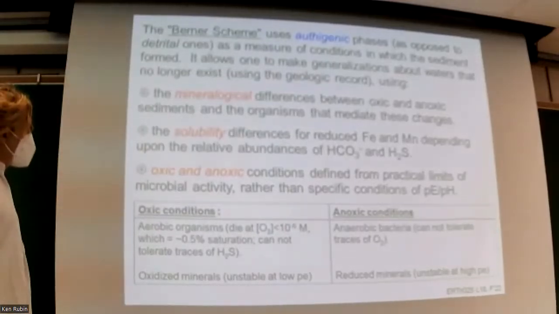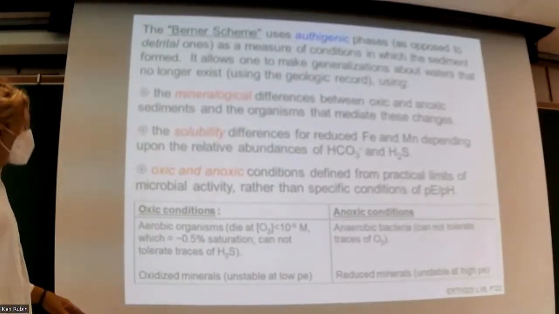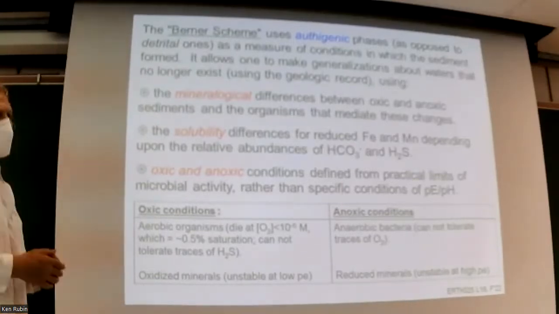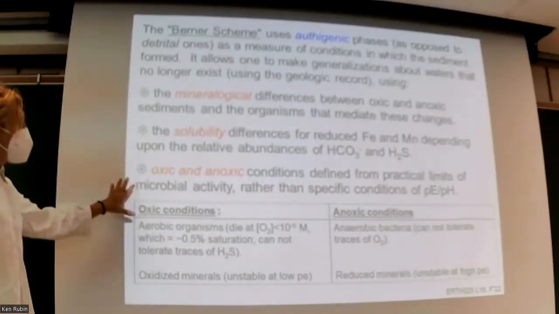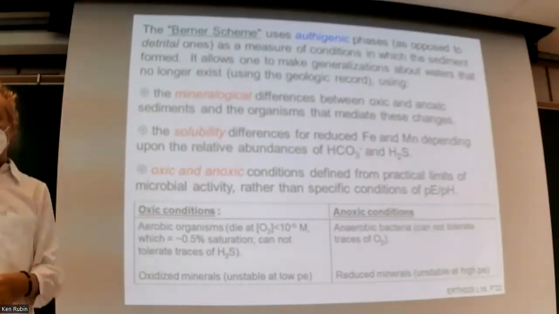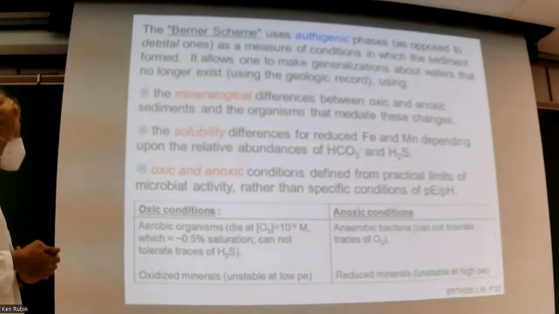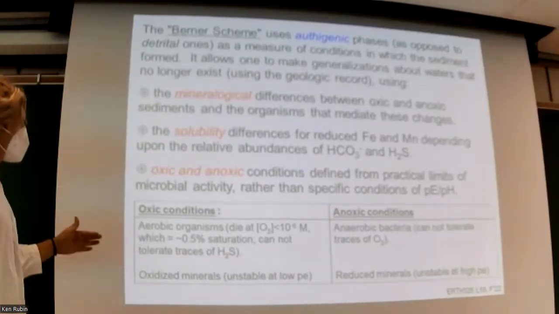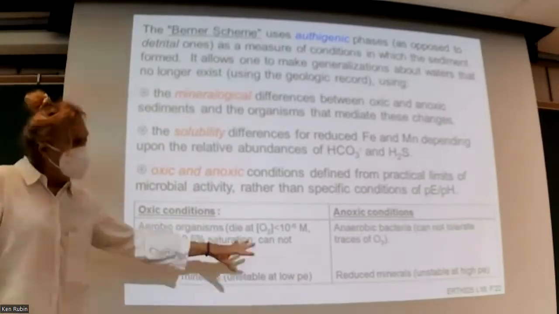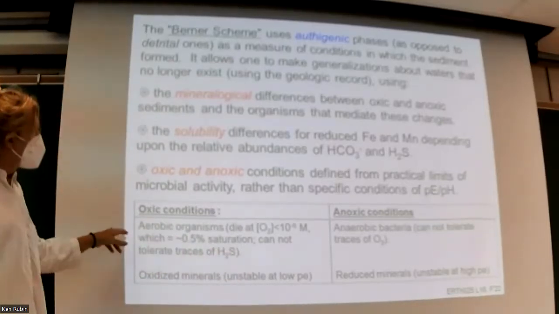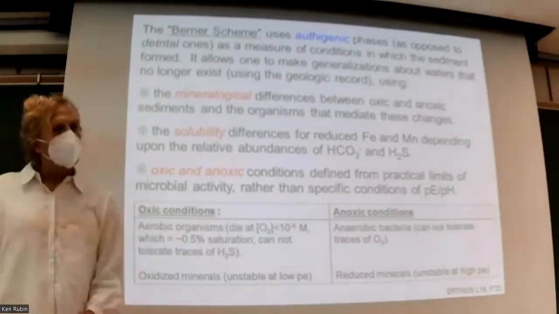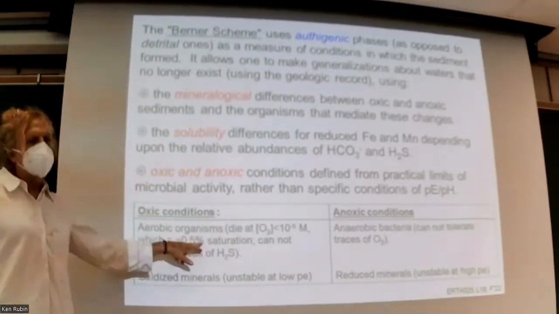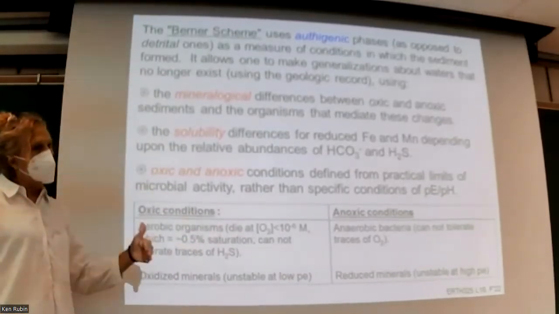And so, in essence, you also have to make some definitions in this scheme, because the scheme is basically calculated on the basis of a bunch of thermodynamics, like solubility, using different concentrations, and then applying them to the environment. So they define the oxidized and anoxic conditions on the basis of, for instance, an oxygen concentration of 10 to the minus 6 molar, which is about 0.5% saturation. It's really low oxygen content.